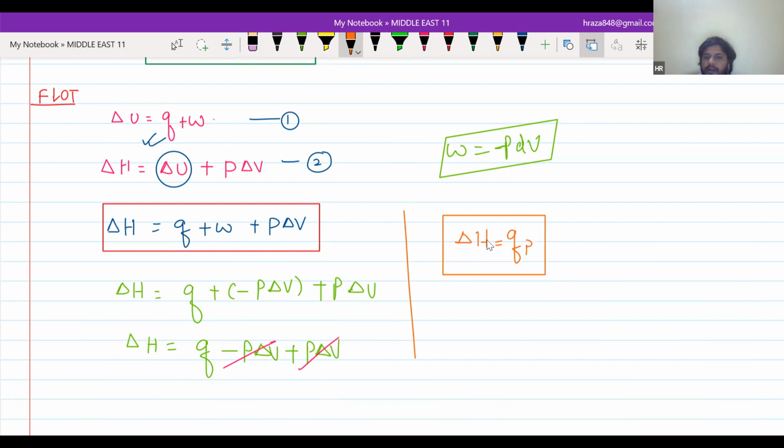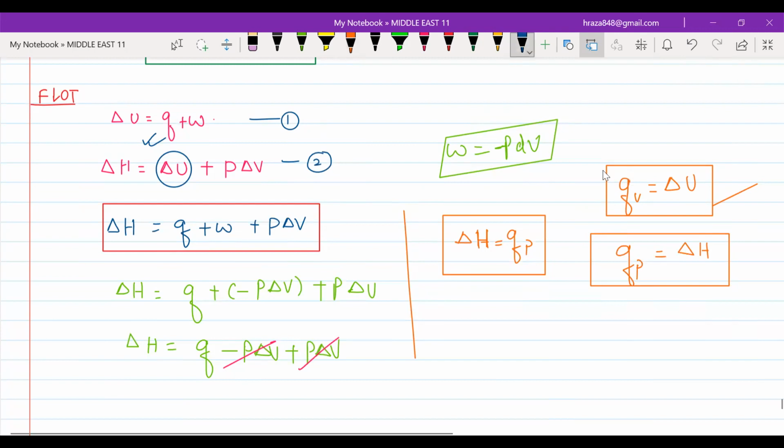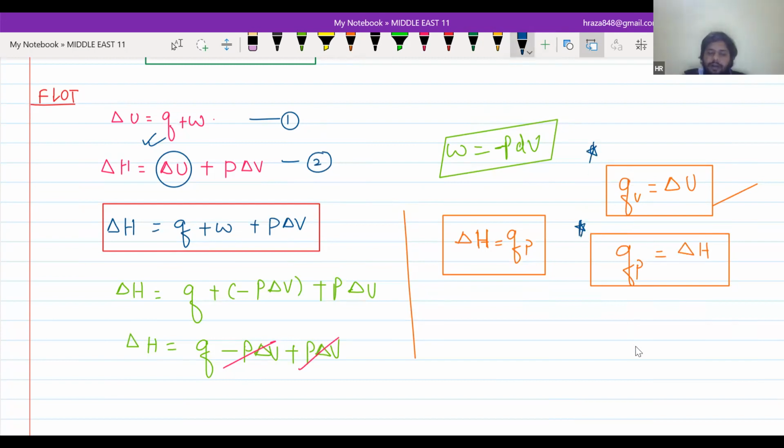One thing is very important. When the volume is constant, heat exchange is equal to delta U, the change in internal energy, and when pressure is constant, heat exchange will be equal to change in enthalpy. Is that clear, everyone? Yes, sir. This is very important, so I reminded it.